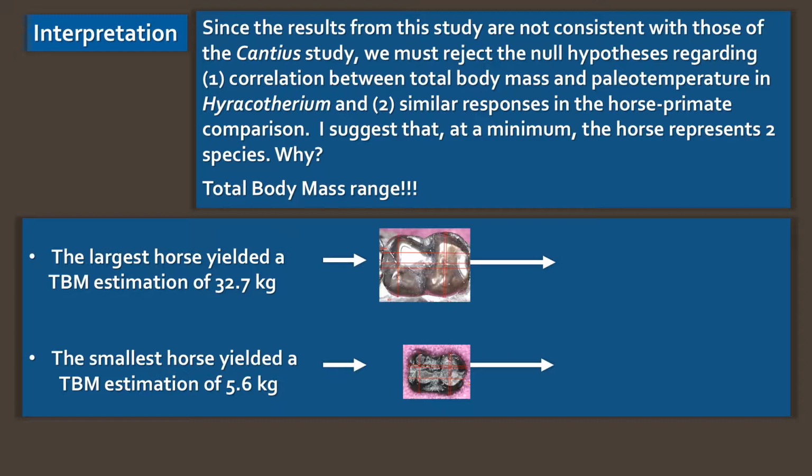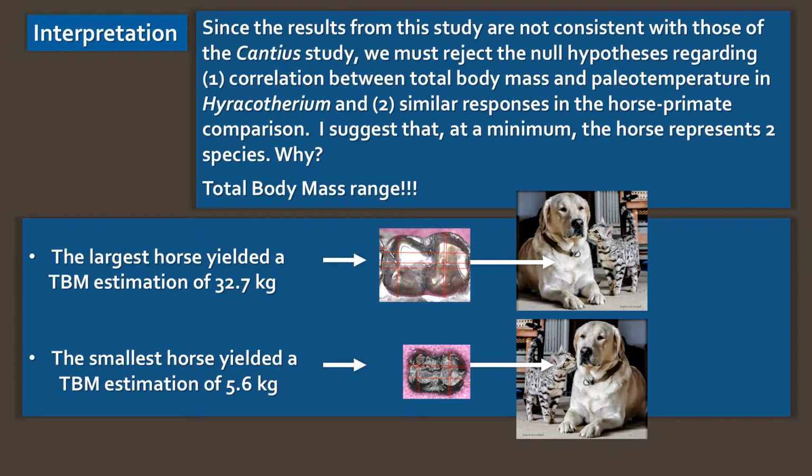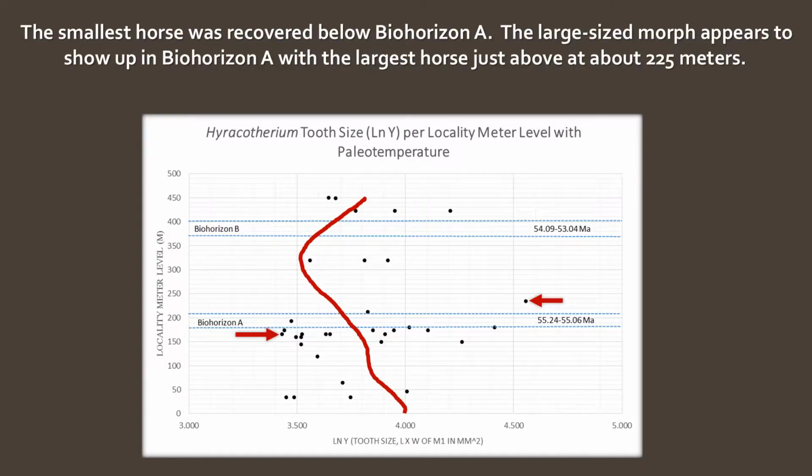Why? Total body mass range. The largest horse yielded a total body mass estimation of 32.7 kilograms. That's about the size of a Labrador. Whereas the smallest horse yielded a total body mass estimation of 5.6 kilograms. That's about the size of a house cat. The smallest horse was recovered below biohorizon A. The large-sized morph appears to show up in biohorizon A, with the largest horse just above at about 225 meters.